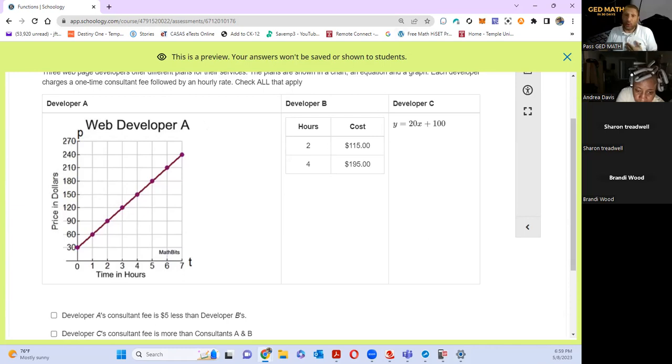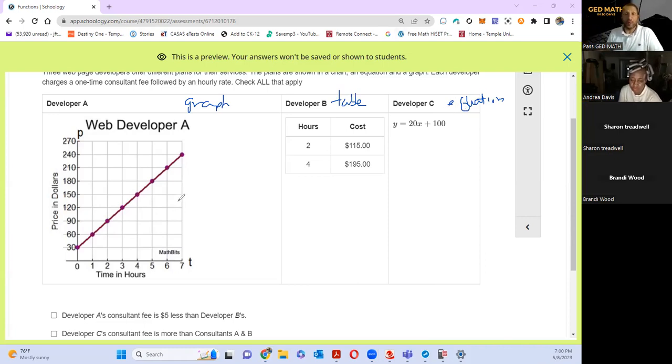So I'm going to do it for you. So I need you to understand, first of all, I have a graph, I have a table, I have an equation. So what you have to be able to understand is I need an equation for all 3, so I can compare these all 3 different sources.